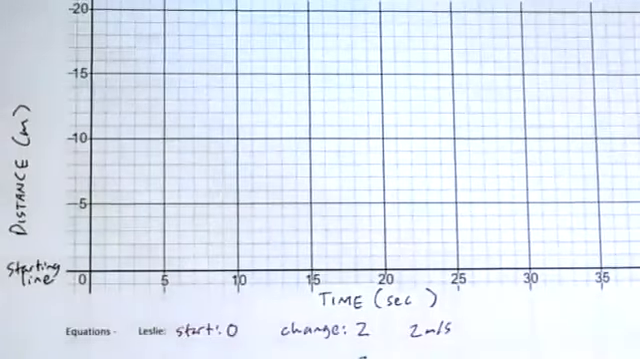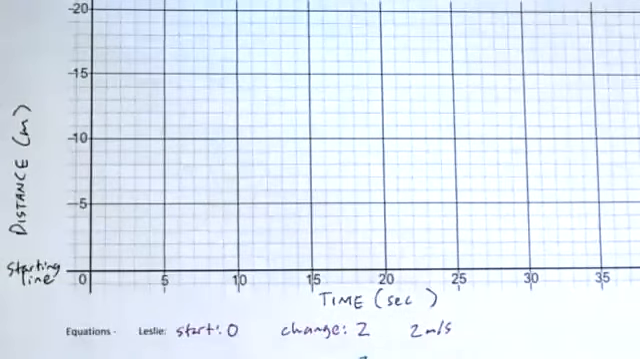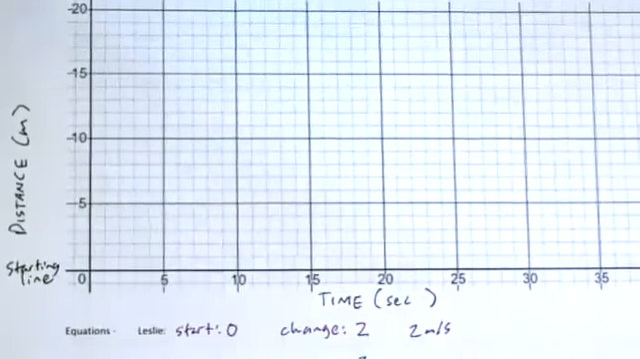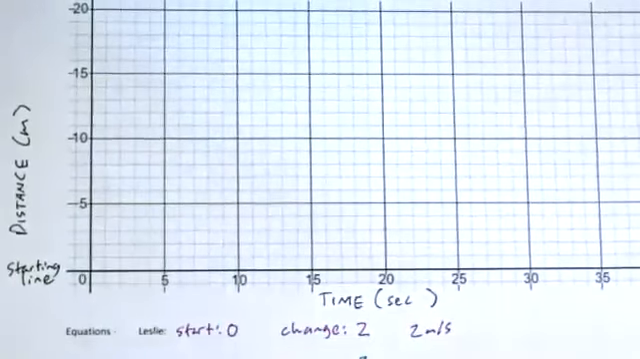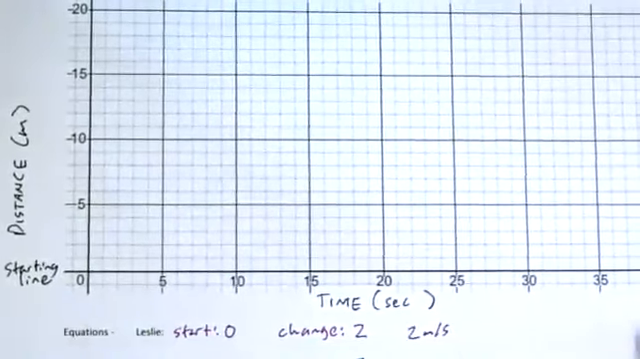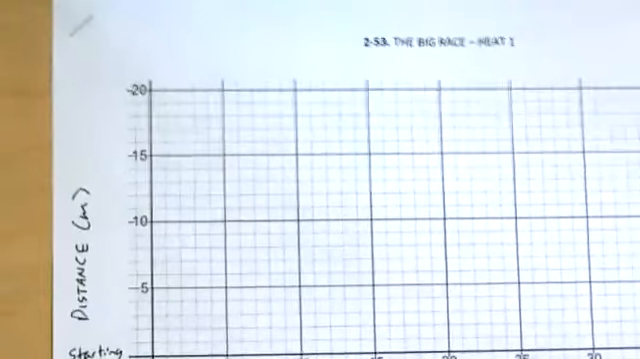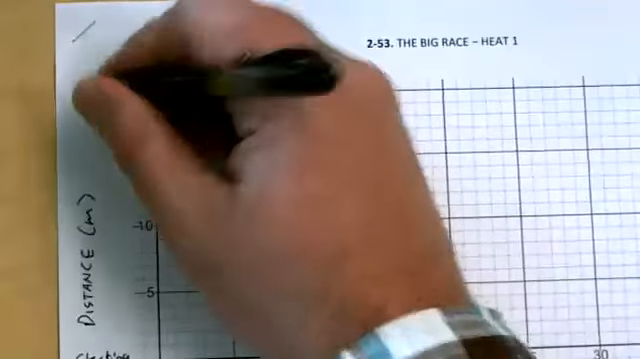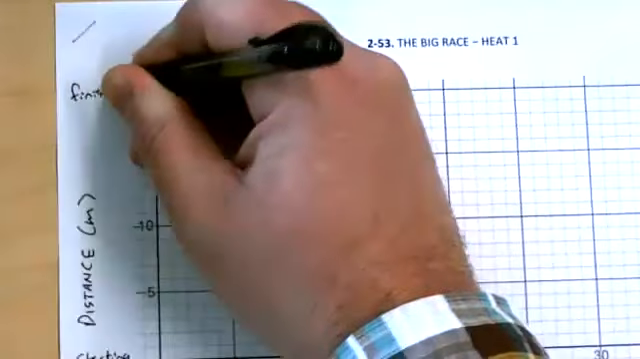Has anybody read ahead into parts A, B, C, D, E yet? Did anybody figure out how far the race is? Well, you don't have a book. That would help. How far is the race? 20 meters. They tell us in part C that the race is going to be 20 meters. So this is our finish line.